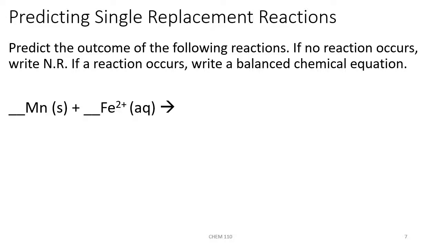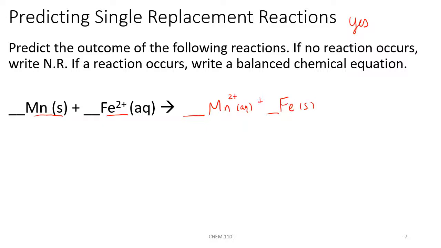Is manganese more active? If we look at our activity series, we'll see that the solid manganese is higher on the left than the iron ion is on the right-hand side of the arrow. Therefore, yes, a single replacement reaction can take place. When it does, we will form manganese 2+ ion, an aqueous ion in solution, and the iron will crash out as solid iron and be reduced.